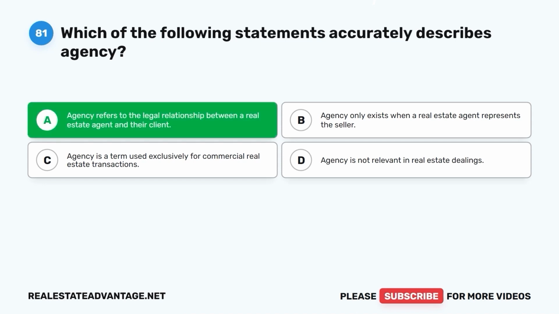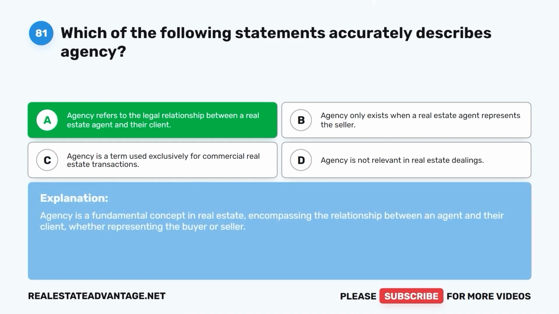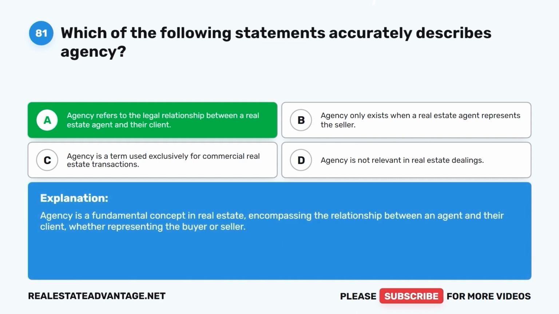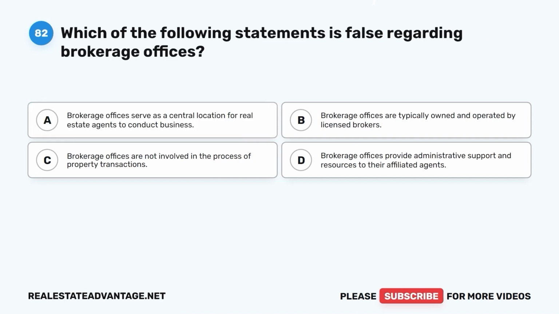The correct answer is A. Agency refers to the legal relationship between a real estate agent and their client. Agency is a fundamental concept in real estate, encompassing the relationship between an agent and their client, whether representing the buyer or seller.